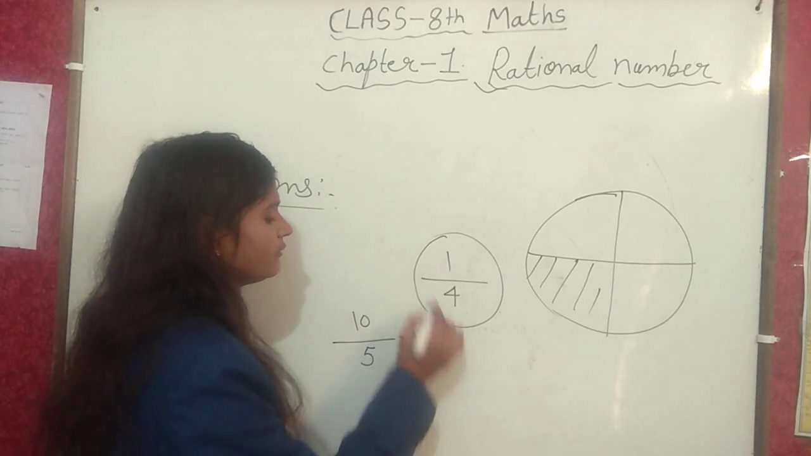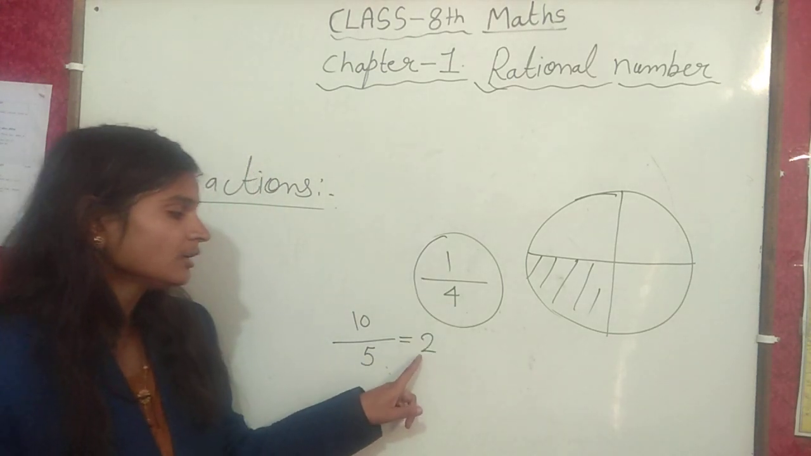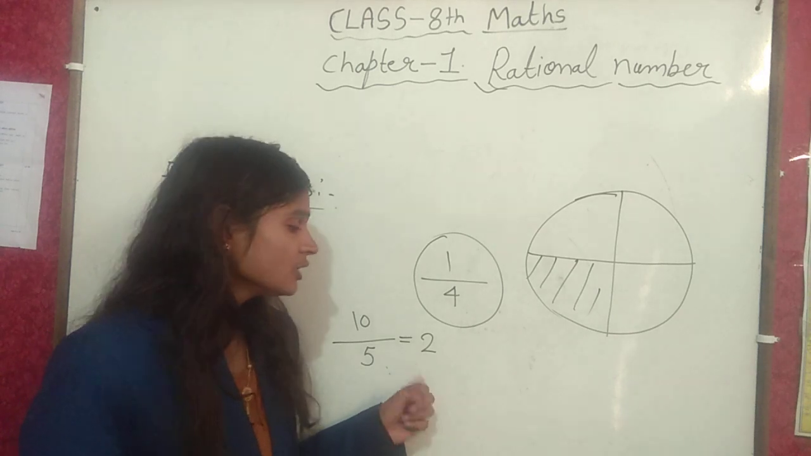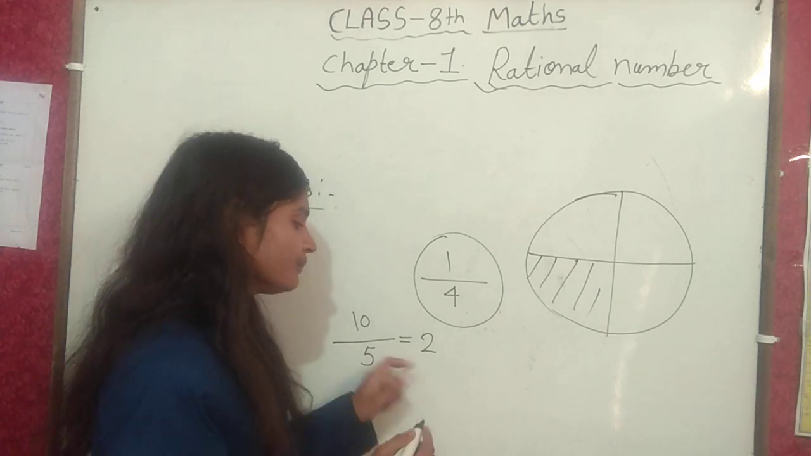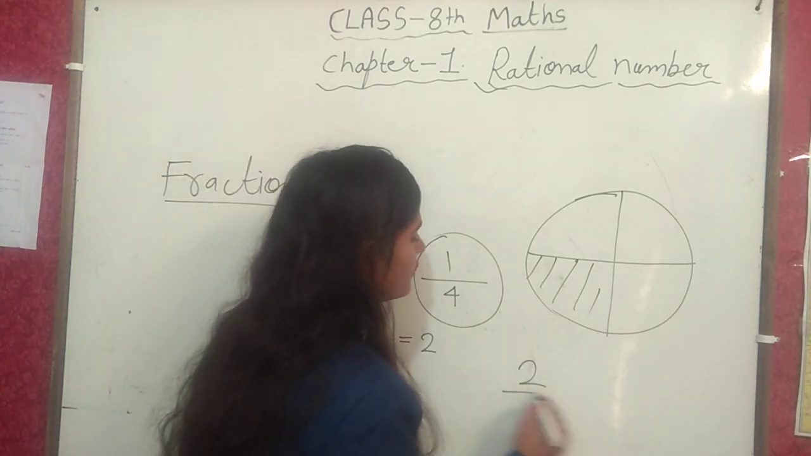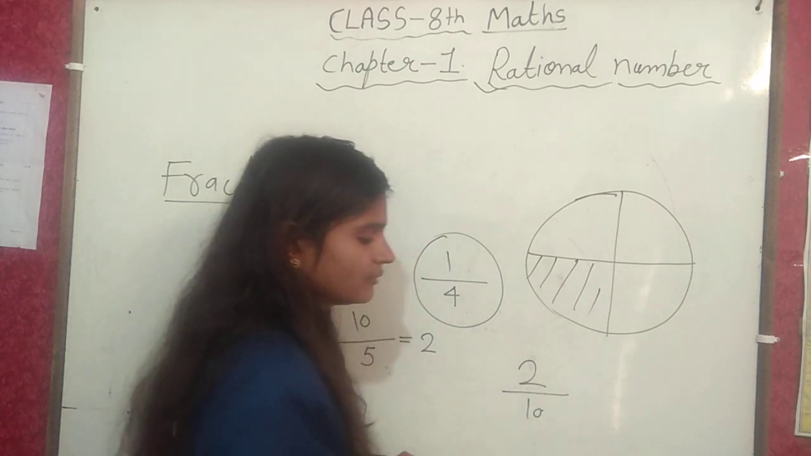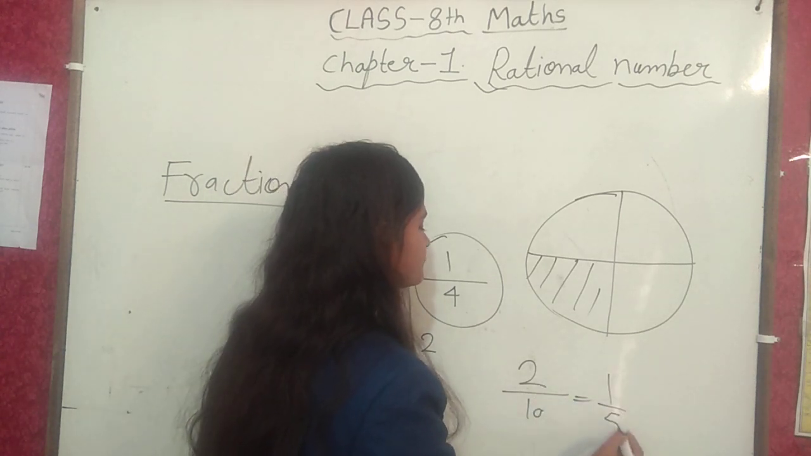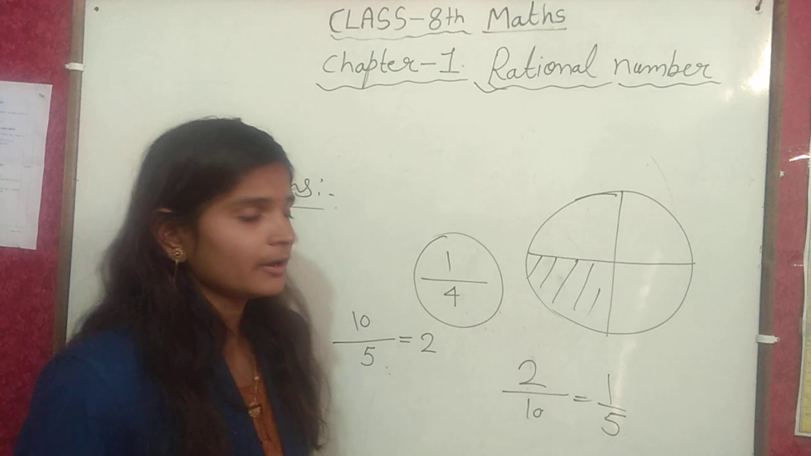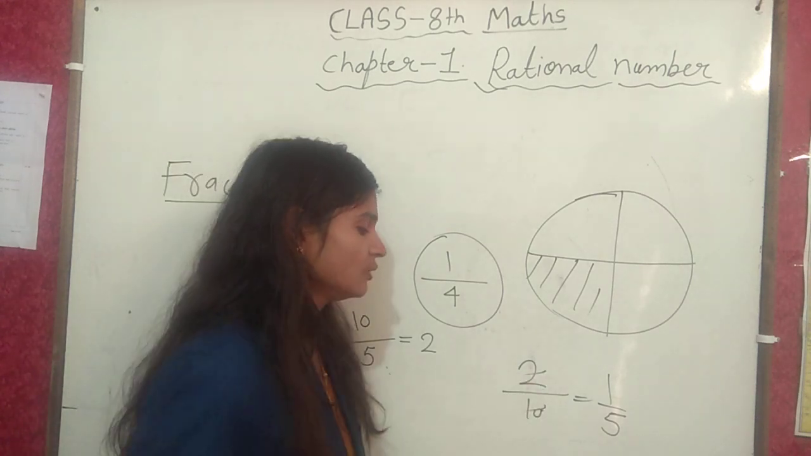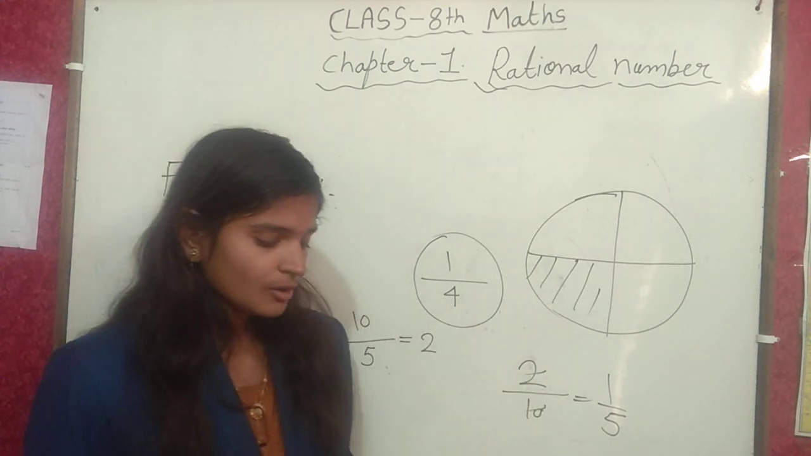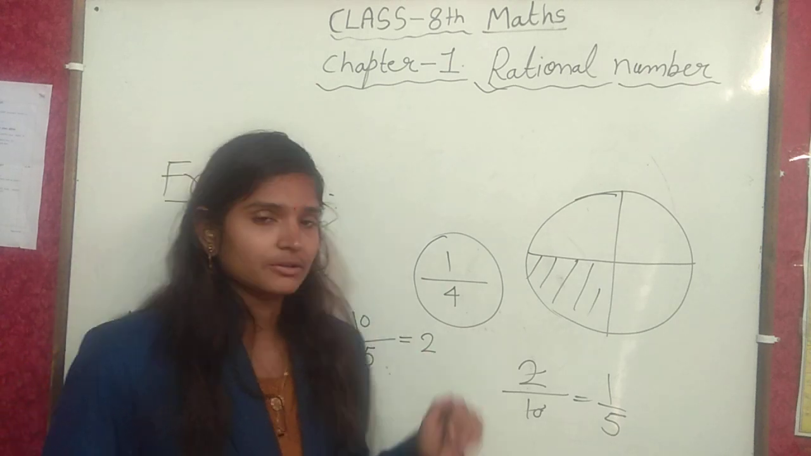So how many toffees will each student get? Each student will get 2 toffees. Okay, so how can you convert it into a fraction? 2 upon the total number of toffees, which is 10. So it will convert into the fraction 1/5. Okay, so these are fractions.